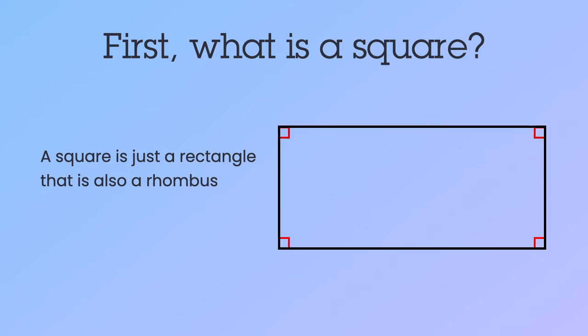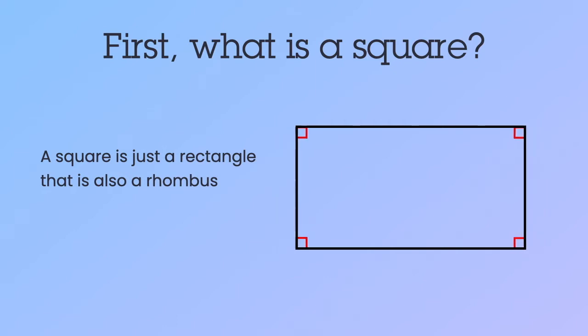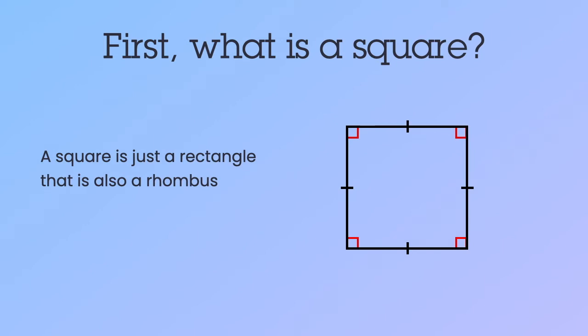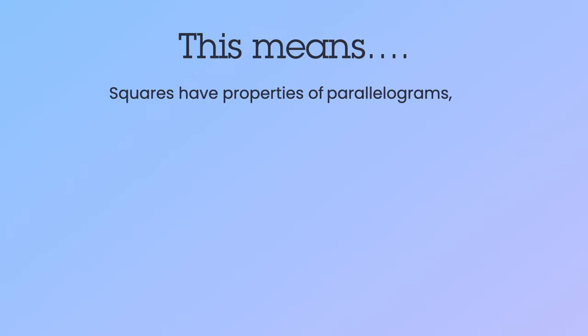So here's a rectangle. You recognize a rectangle by its four 90-degree angles. But if you shrink it so that all four sides are congruent, making it a rhombus also, then it's a square. So what this means is that squares have properties of parallelograms.